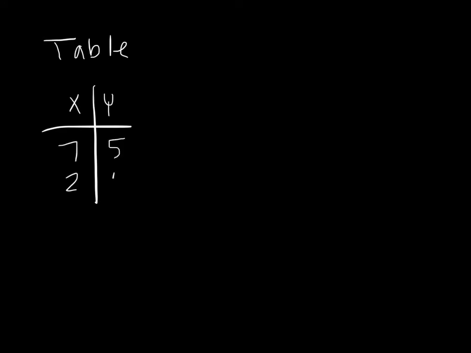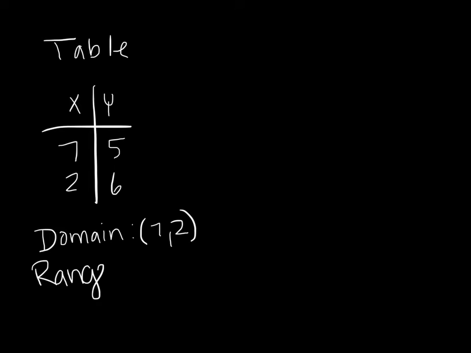Okay, so let's just look at the table. In a table, that looks like this. X, Y, we have 7, 2, 5, 6. My domain would just be 7, 2. My range would just be 5, 6. That's it.